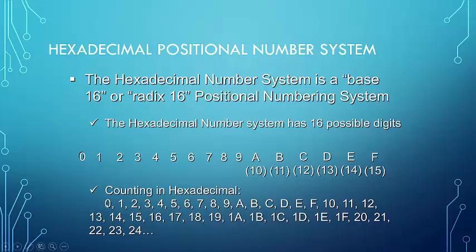Counting in hex then goes 0 through 9, A through F, and then at F it goes back around to 10 through 19, and then 1A through 1F, and so on.